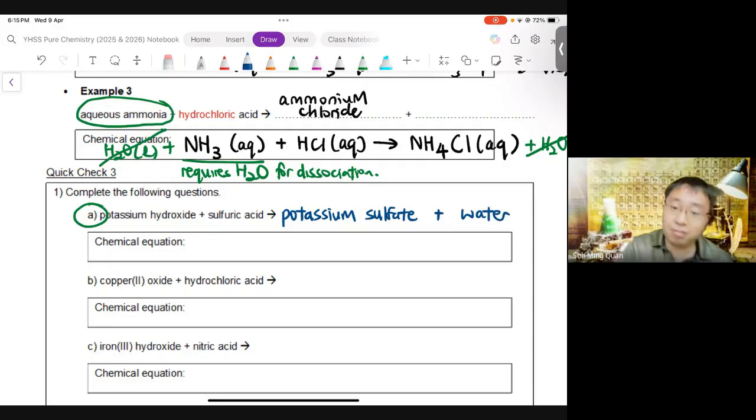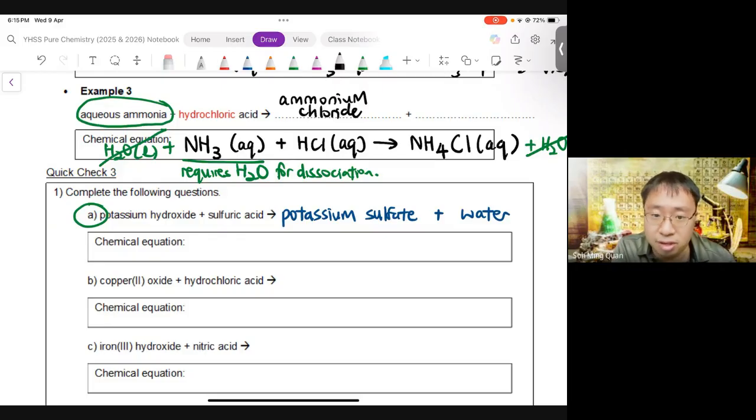Okay, so again, I hope you have realized it's acid plus alkali. There's an acid and there's an alkali, hydroxide. Hydroxide is a base or an alkali, right? Okay, so let's start. Because it's acid plus alkali, it's neutralization. It produces salt and water.